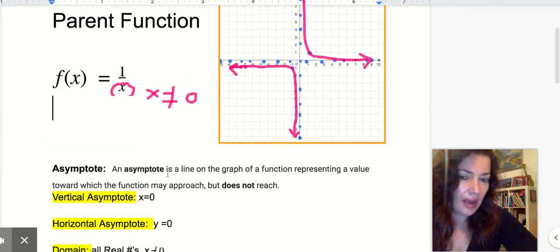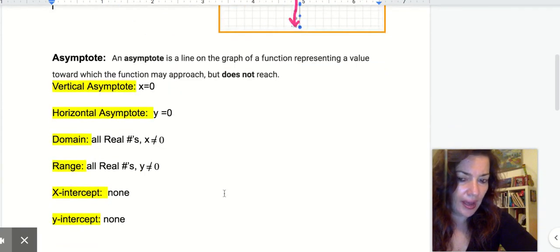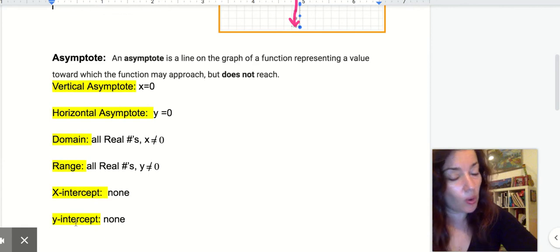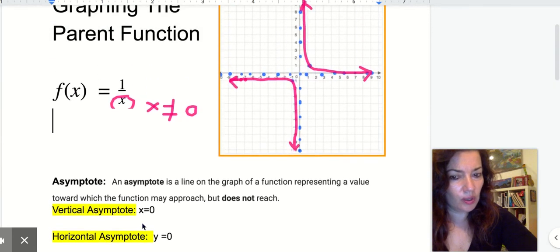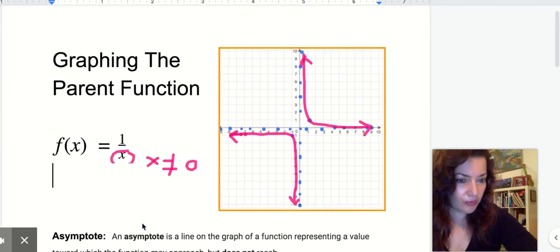And since x and y can never be 0 on the graph, we have no x and y intercepts. If you recall, an x-intercept is when y equals 0, and since y cannot be 0, then we have no x-intercepts, and a y-intercept was when x equals 0. And since x cannot be 0, we have no y-intercepts. So this is what our graph would look like.